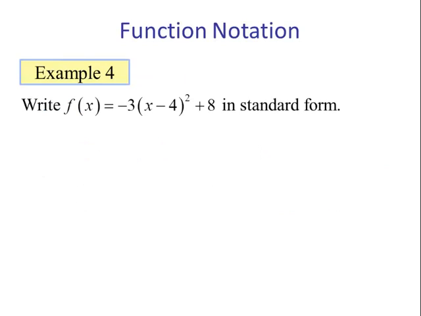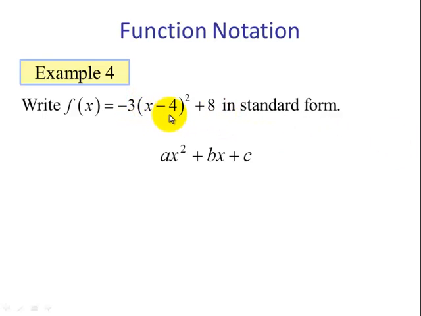Example 4. Write f of x equals negative 3 times the quantity x minus 4 quantity squared plus 8 in standard form. If you recall, standard form of a quadratic is ax squared plus bx plus c. We want only one x squared term. This has an x minus 4 squared. Our first step in writing this in standard form is we have to unsquare this. Now, we can't distribute the negative 3 here because we would be breaking the order of operations. We have to square first before we multiply.